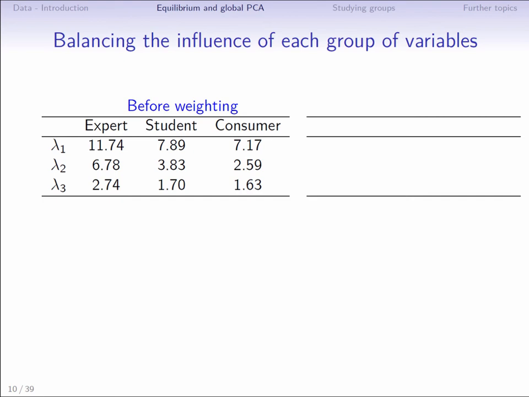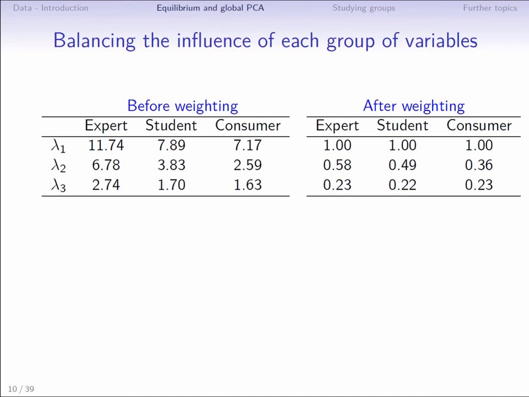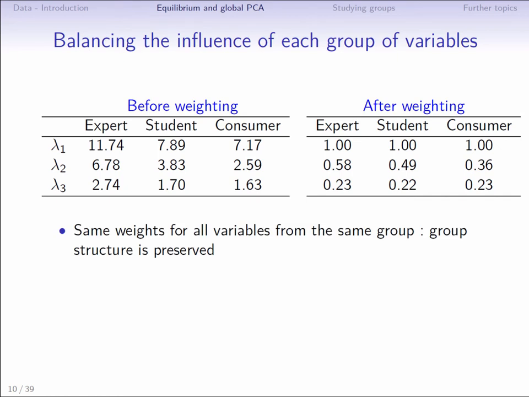By balancing the influence of each jury through a weighting by each group's first eigenvalue, each jury will make the same contribution to the construction of the MFA dimensions. The first point to notice is that the weighting chosen is the same for all variables in a group. This leads to preserving the group structure. In other words, within a group, the equilibrium between variables is preserved. The ratio lambda2 over lambda1 remains the same, 6.78 divided by 11.74 equals 0.58 divided by 1.